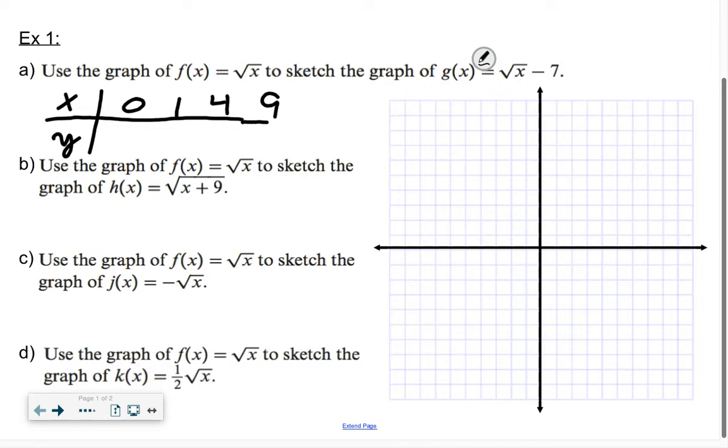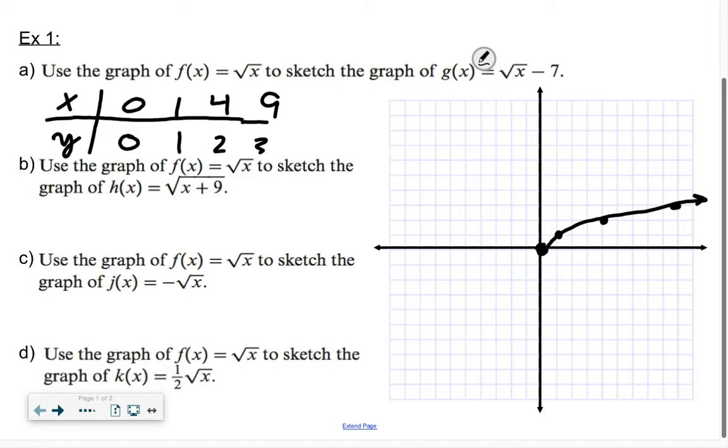Okay? Square root of 0 is 0. Square root of 1 is 1. Square root of 4 is 2. Square root of 9 is 3. So we go to our plane: 0, 0, 1, 1, 4, 2, 9, 3. We start here at the origin and then we take off to the right, slowly starting to climb upward. This is our parent function.